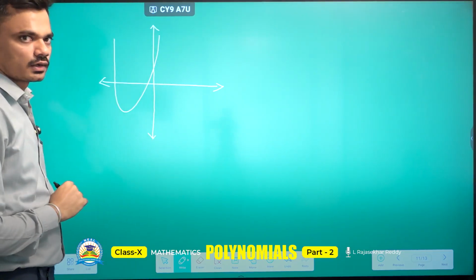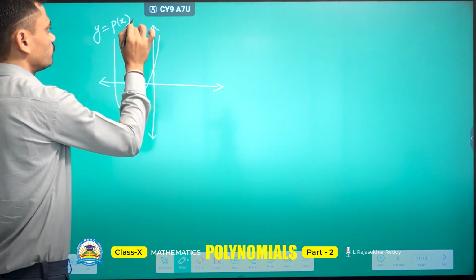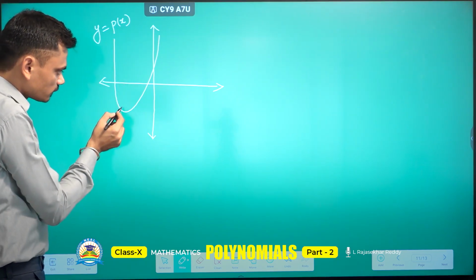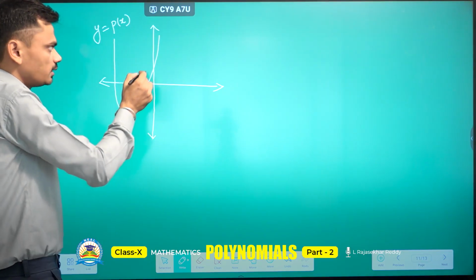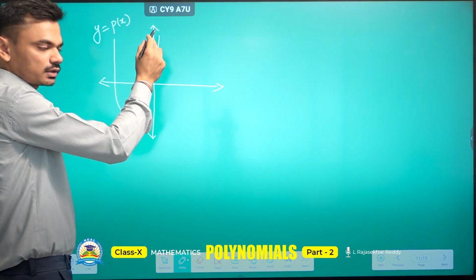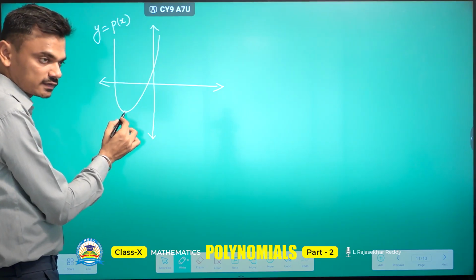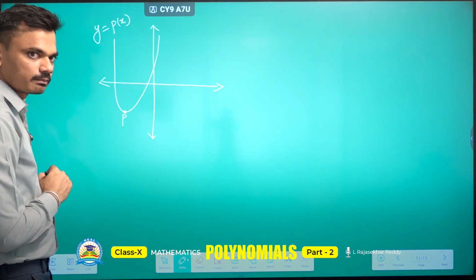One parabola I have drawn. This is y is equal to a polynomial in the variable x. See, this curve came like this, and here some one maximum point will be there and it returned. Okay, so this maximum point, how to find this maximum point? That you can represent with the letter P.